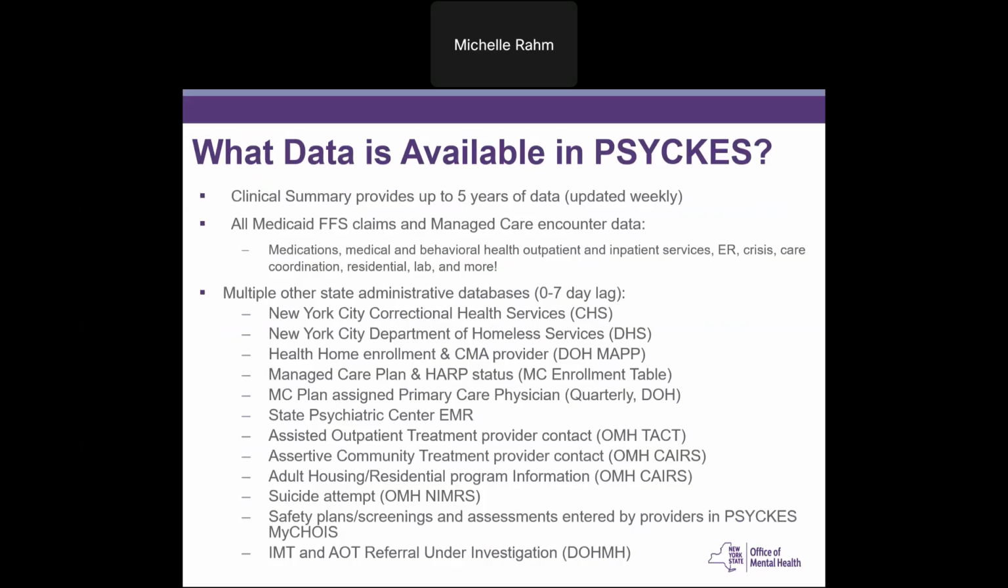And then we have data coming to us from NIMERS, and this is going to show suicide attempt data. And this is actually one of the instances in PSYCKES where this data won't be restricted to a 5-year look-back rule. So what that means is if a suicide attempt occurred over 10 years ago, it would still show up in the client's clinical summary.